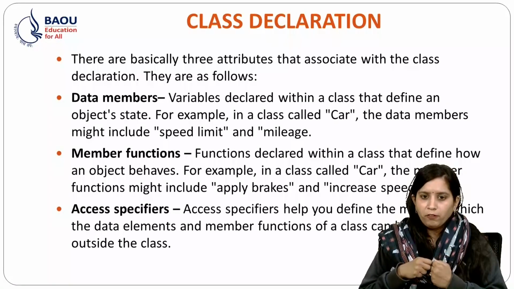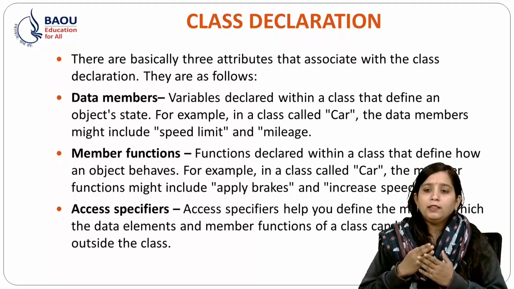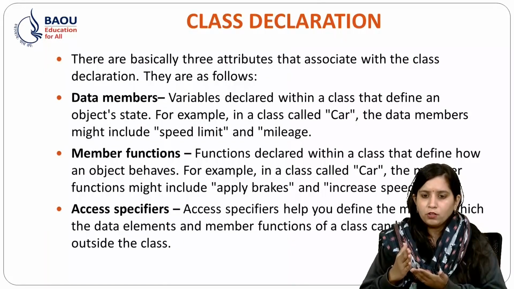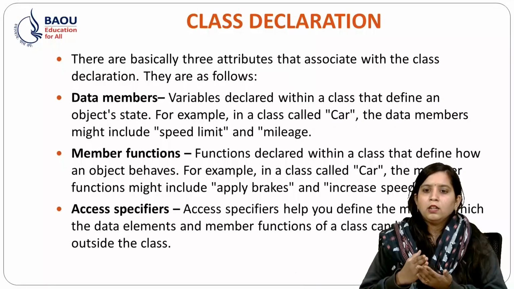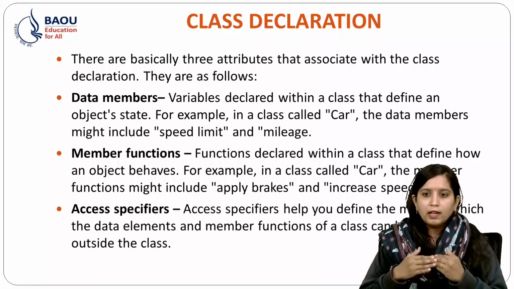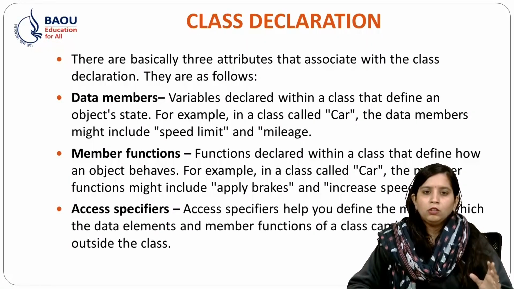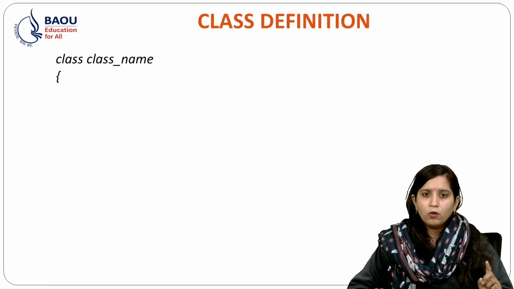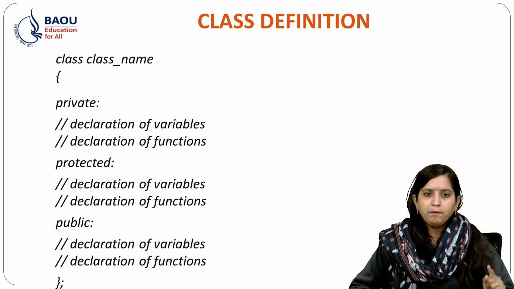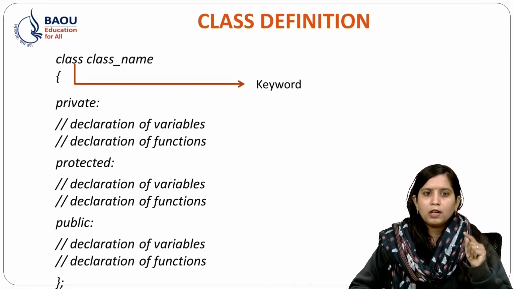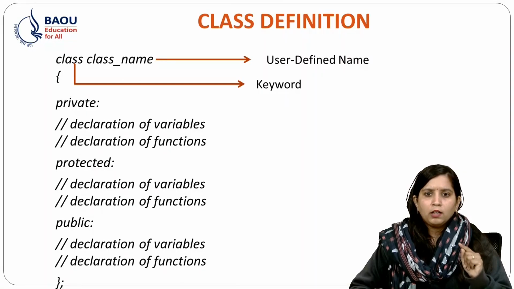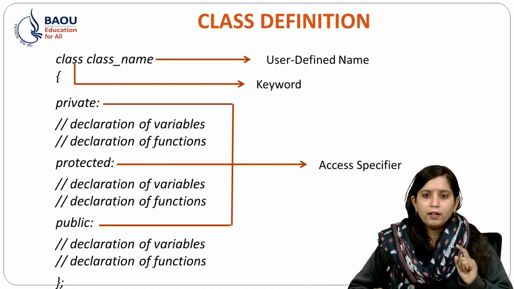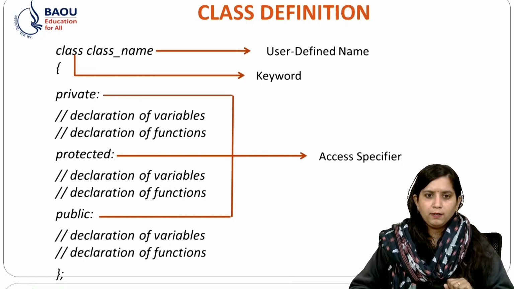Now what is access specifiers? Access specifiers help you define whether the members, that is the data elements and the member functions of a class, can be called outside the class or inside the class. There are three types of access specifiers, in which today we are going to learn about private, protected and public. So over here, class is a keyword. Class name is a user defined name, and private, protected and public are the access specifiers.